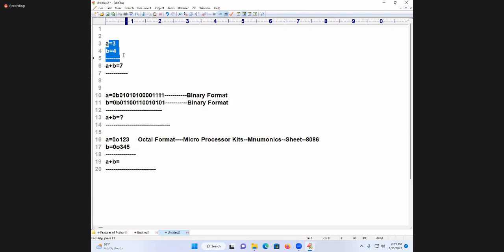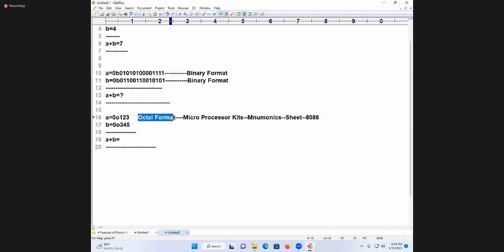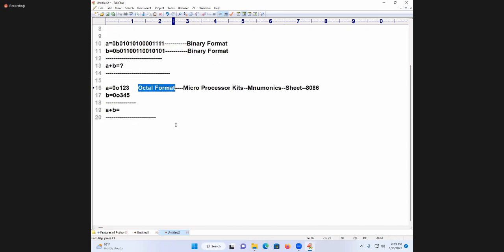What is the 3, 4 data number type? Decimal number system. What is this? What is this number system? Octal number system. Next I am going to write it. a is equal to 0x face. 0x face.